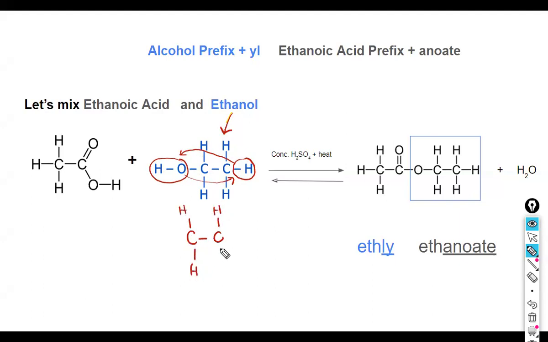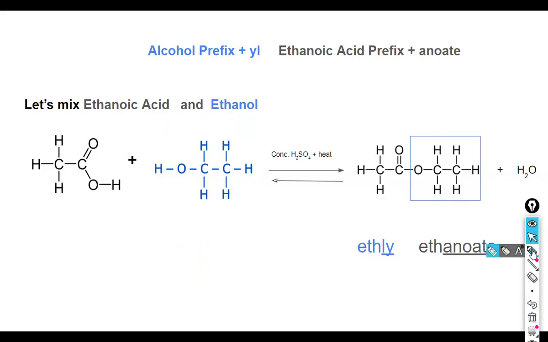Give me a few seconds. The OH will be on this side, and this H will be on this side. So that's how it is normally drawn for an alcohol. That's the full structural formula. However, obviously the OH comes first and the H comes after. It's still the same ethanol. However, whenever you're doing esters, it makes it easier if you put the OH first. It just makes it easier to do the so-called calculations.